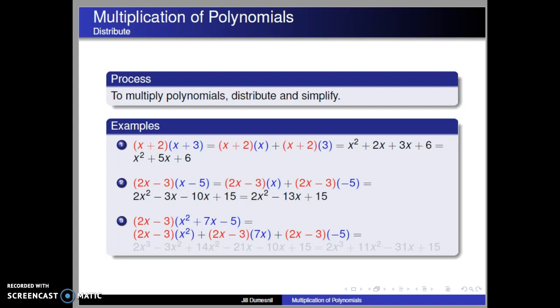So distributing in each of the three terms, we get 2x cubed minus 3x squared plus 14x squared minus 21x minus 10x plus 15. Collection of like terms produces 2x cubed plus 11x squared minus 31x plus 15. Although this process is straightforward, it does take some practice to distribute efficiently.